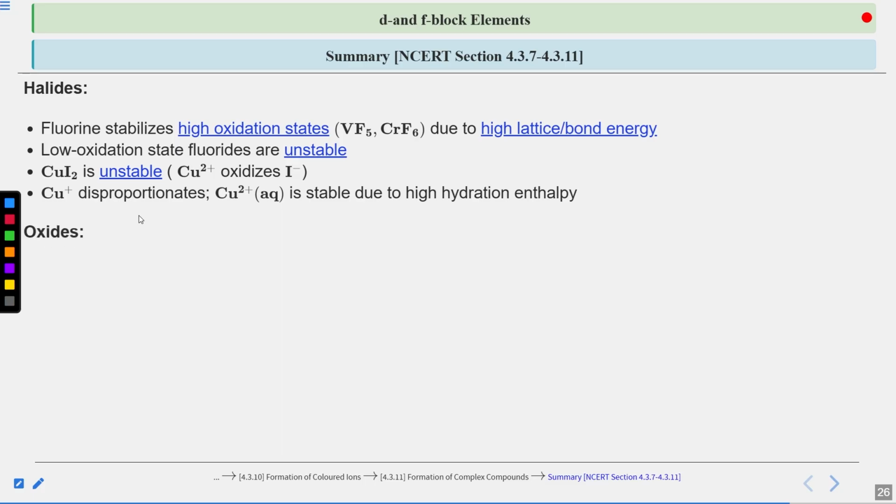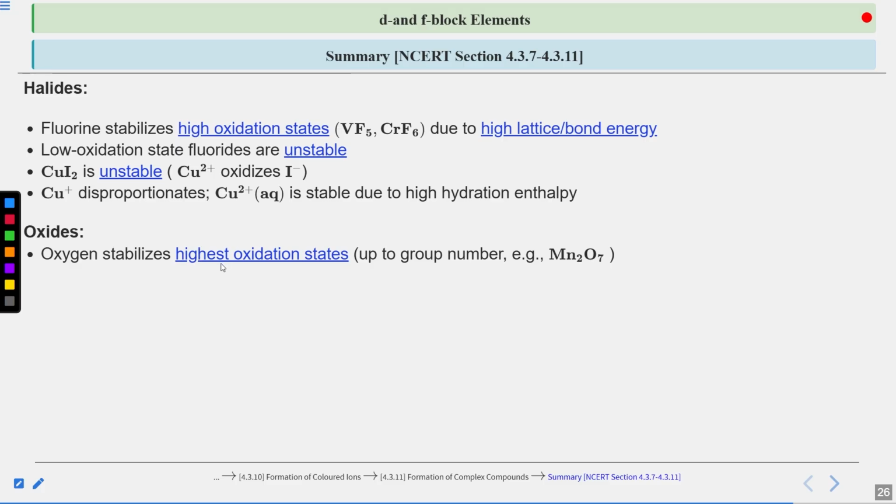Now we covered the oxides of the transition metals. Oxygen stabilizes higher oxidation states up to the group number, right? For example, in Mn2O7, Mn, that is manganese, exists in group 7 and in the highest possible oxidation state of +7. Oxygen is stabilizing the manganese in its +7 oxidation state and forming the compound Mn2O7.